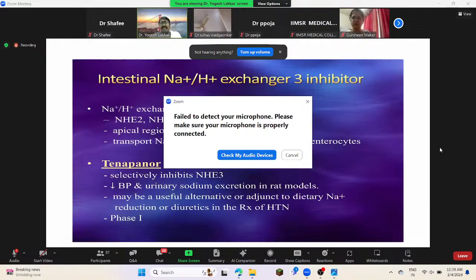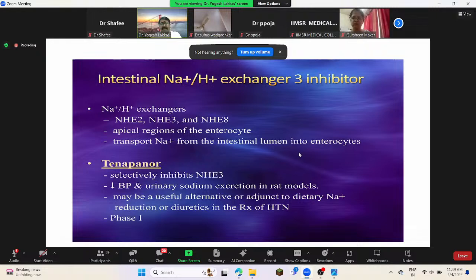Then again, we have seen the various channels or pumps at the renal level. One interesting channel is the intestinal sodium hydrogen exchanger 3 inhibitor. Along with dietary reduction of sodium, it will act by inhibiting this pump, which will help in reducing the salt from the diet at the intestinal level also, and that will help in hypertension. It can be available in the next 5 to 10 years, according to its safety level.